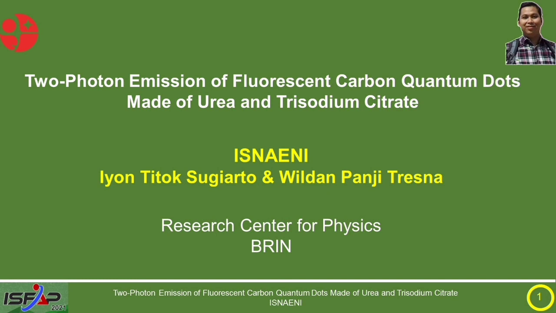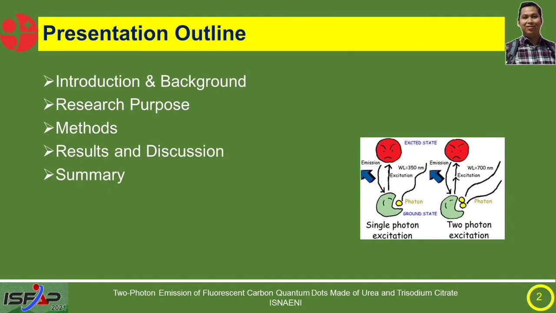My name is Isnaeni from Research Center for Physics, International Research and Innovation Agency, BRIN. My talk is about two-photon emission of fluorescent carbon dot made of urea and trisodium citrate. My co-authors are Ion Sugiarto and Wildan Panjitrisna. I will start my talk with introduction, followed by research purpose, method, result, and discussion. I will close my talk with a summary.